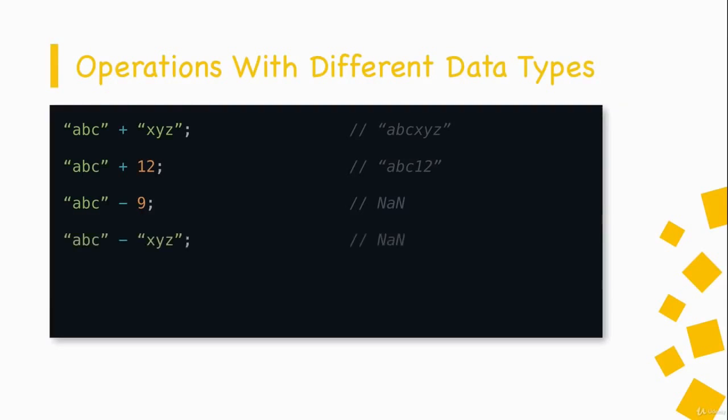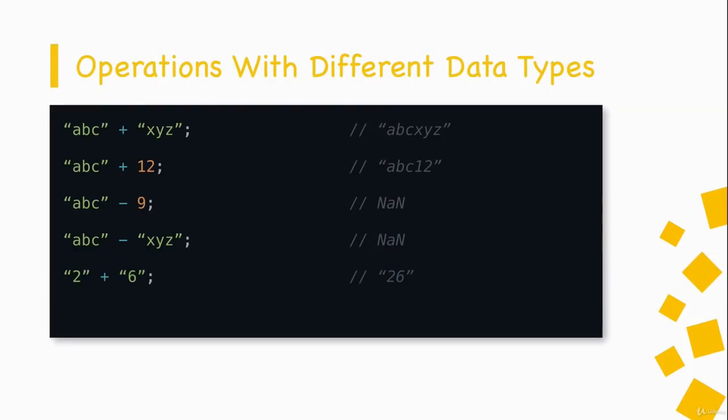You also can't minus a string from a string. It doesn't make any sense as well. So the string ABC minus the string XYZ doesn't make any sense. And it also results in NaN, which means not a number. The operation is invalid.